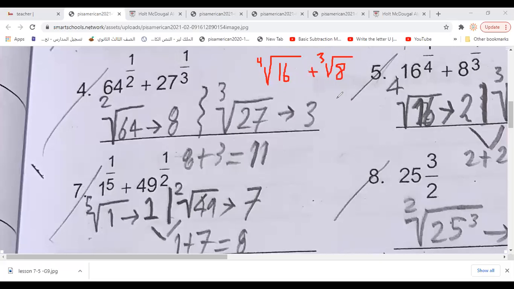Then, after that, you will find the answer for each part. The root to the power of 4 of 16 will be how many? If you calculate it, you will find the answer. And the cubic root of 8, by the end, it will be equal to how many? It will be equal to 4.